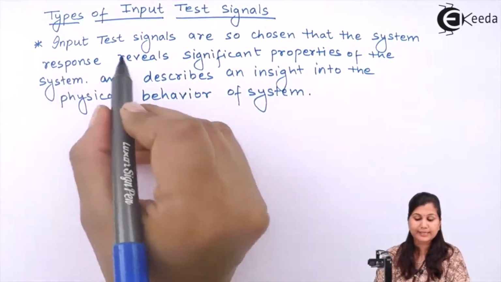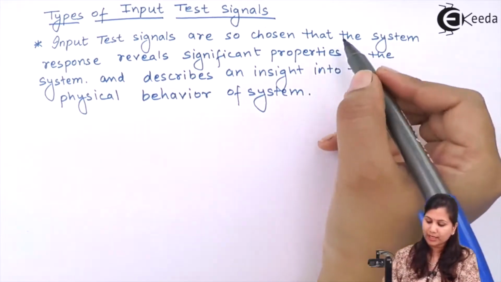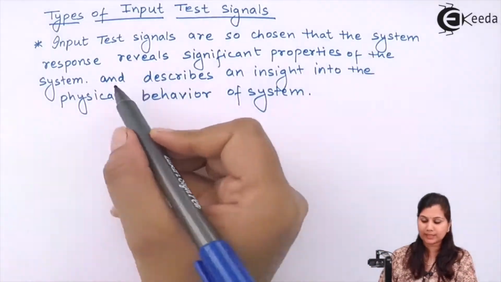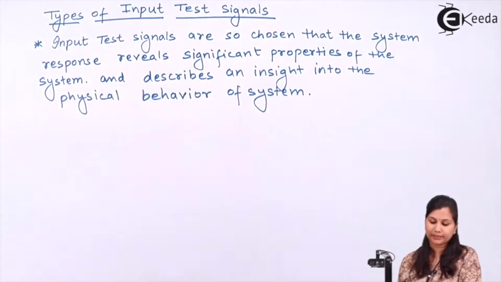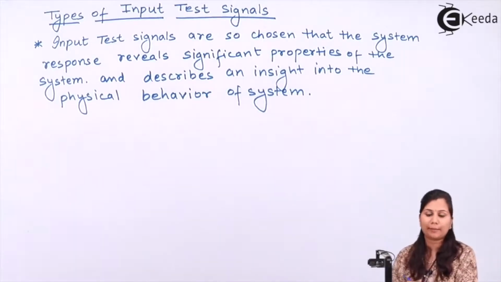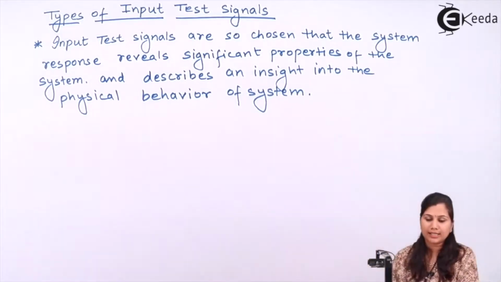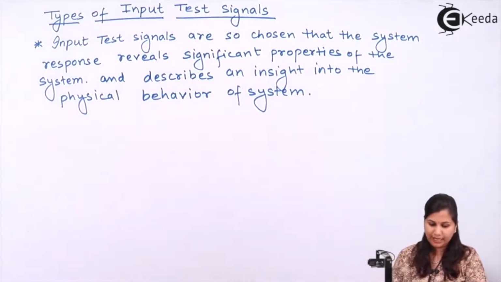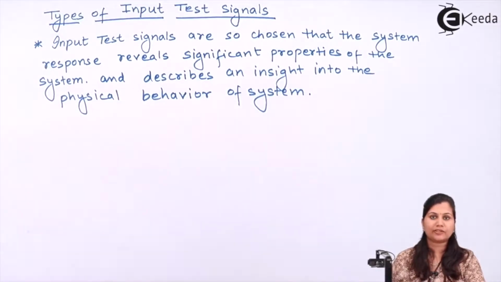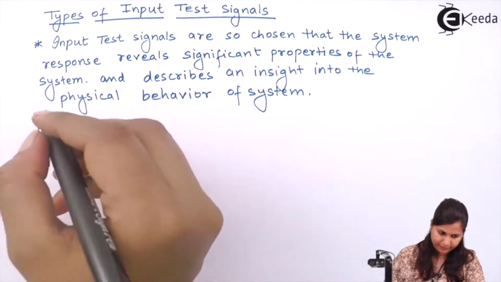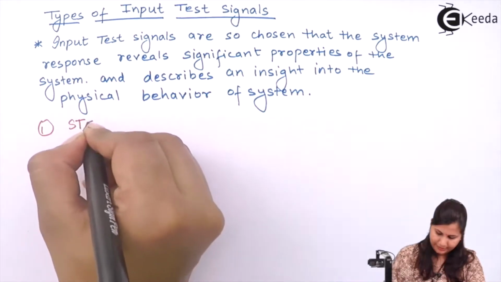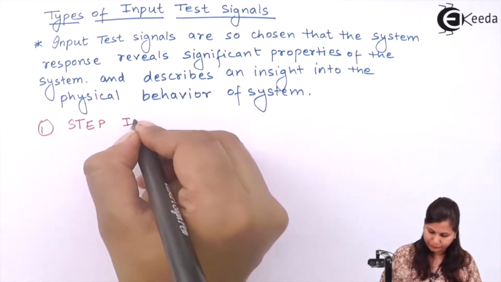These input test signals are chosen so that the system response reveals significant properties of the system and also gives us information about the physical behavior of the system. Now let us study what the standard input test signals are which are used to analyze the performance of the system. The first input test signal is step input.